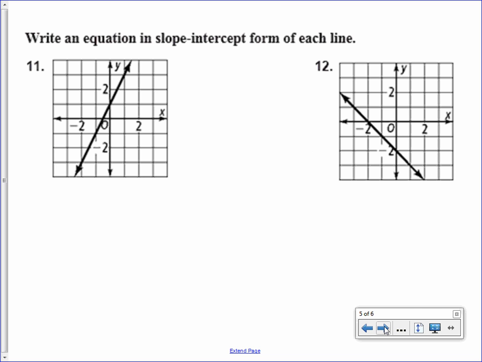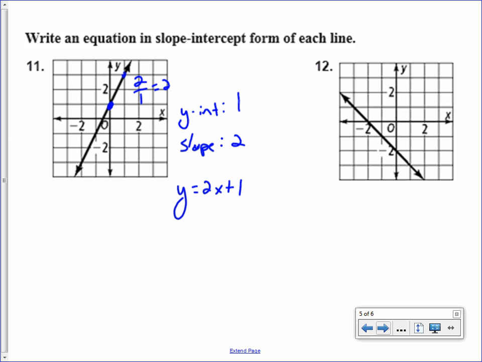Okay, so if I ask you to write it from a graph, two things you're going to need. You're going to need a y-intercept, and you're going to need a slope. So if you pick 2 points, you can see that we go up 2 and over 1, so our slope is 2. Our y-intercept crosses at 1, so our y-intercept is 1. So your equation would be y equals 2x plus 1.